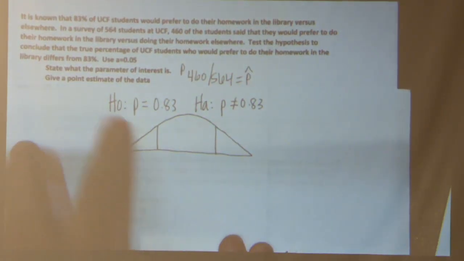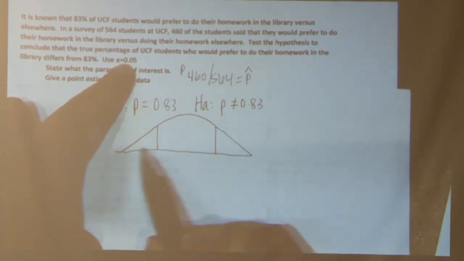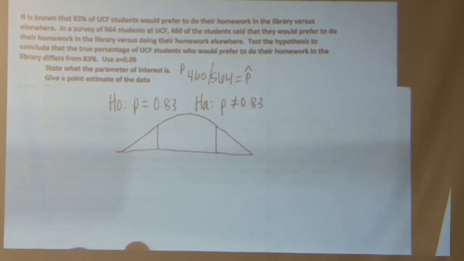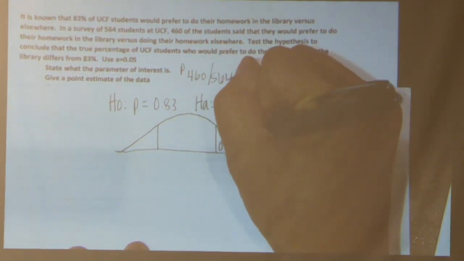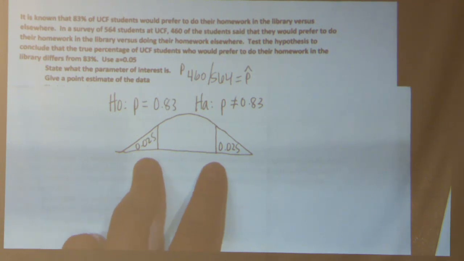And they told us that our alpha value is 0.05. So whenever you have a two-tailed test, you have to take the alpha value and split it in half. So in this tail, we're going to have 0.025, and again with this tail. Next, we need to find our critical value that corresponds to these two values.